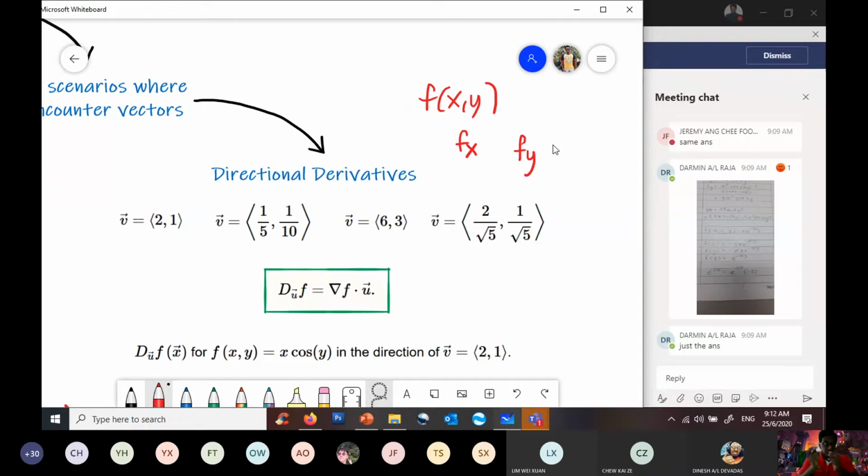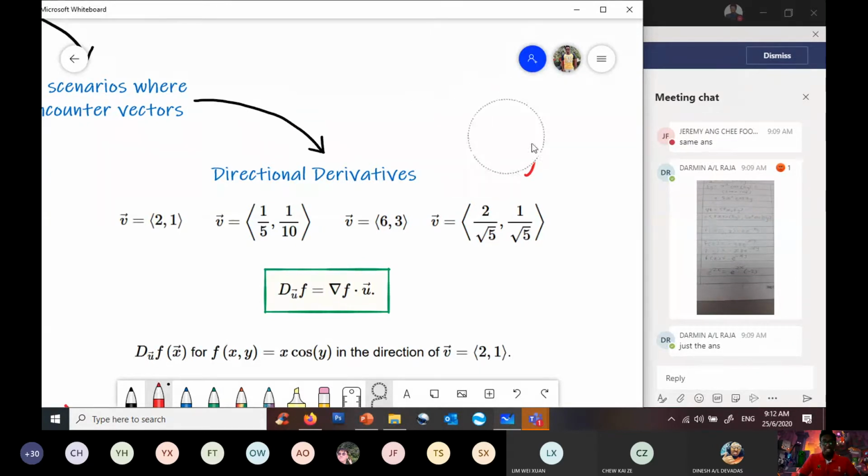Now, what if I want to change x and I want to change y at the same time? Now, that is already a more complicated question. But there is an easy way of doing it, fortunately, all right?